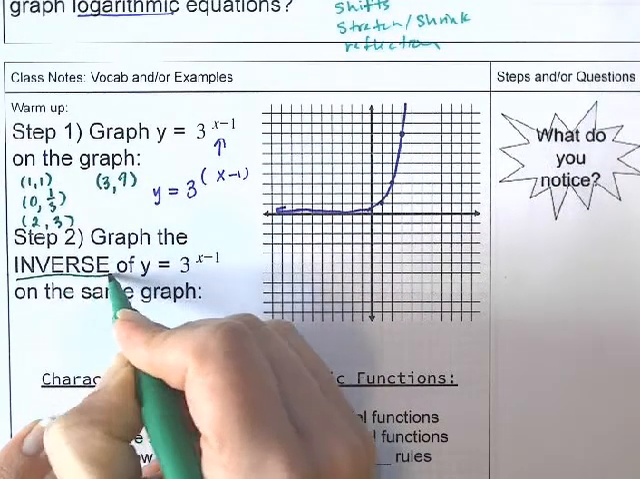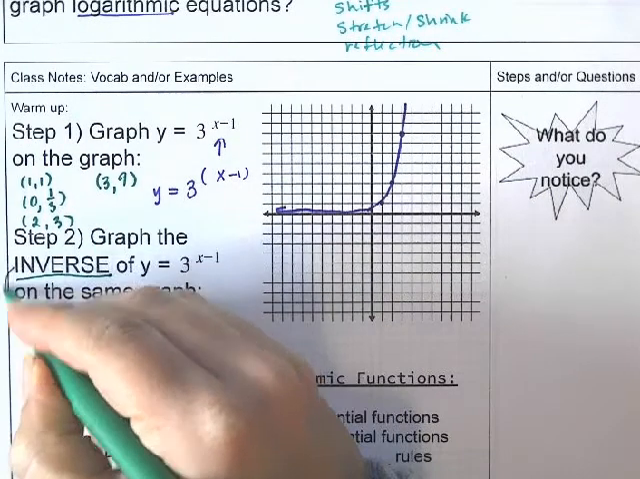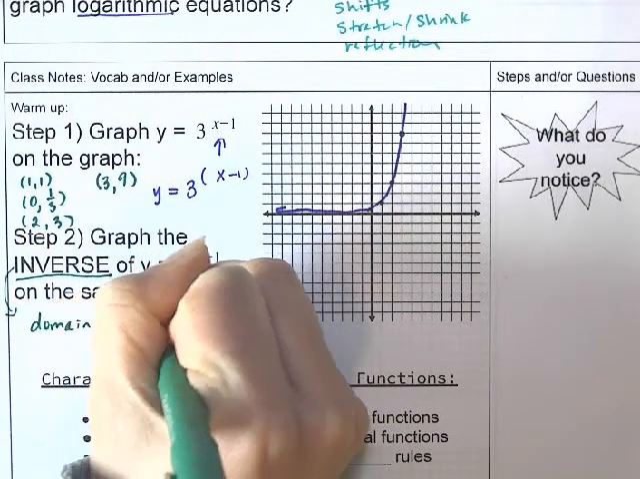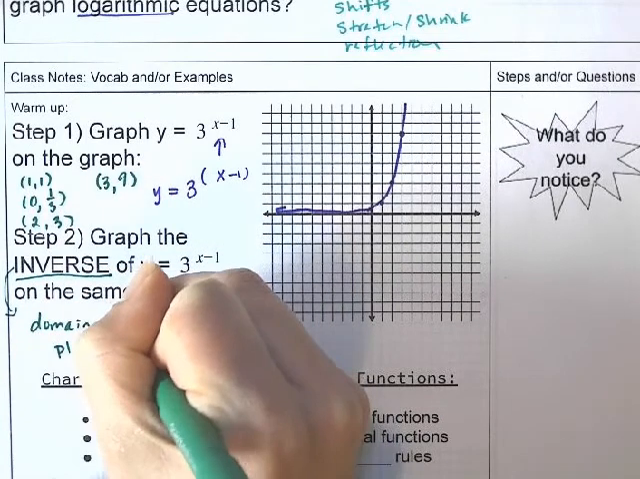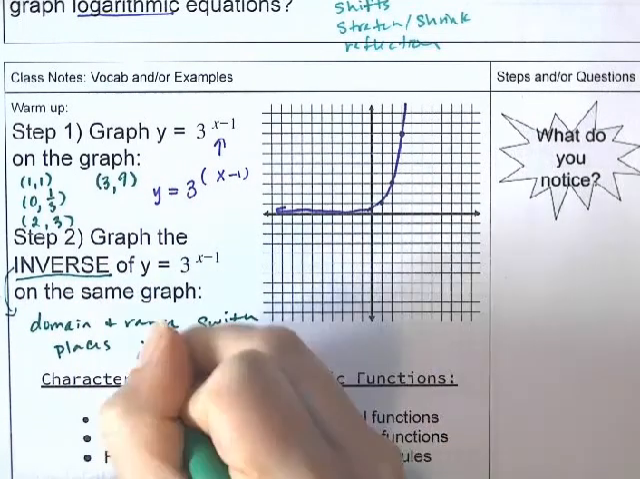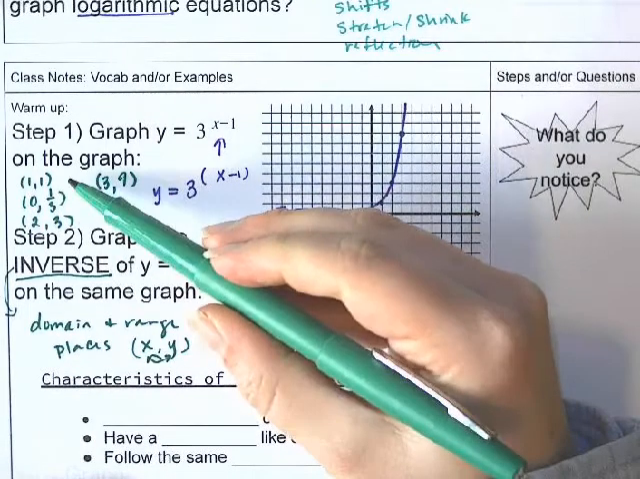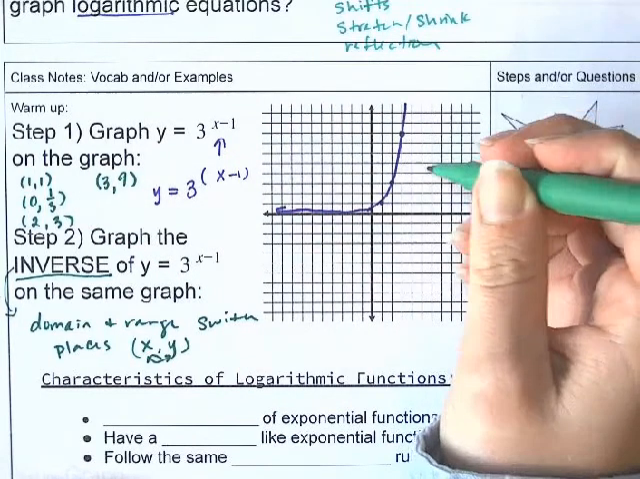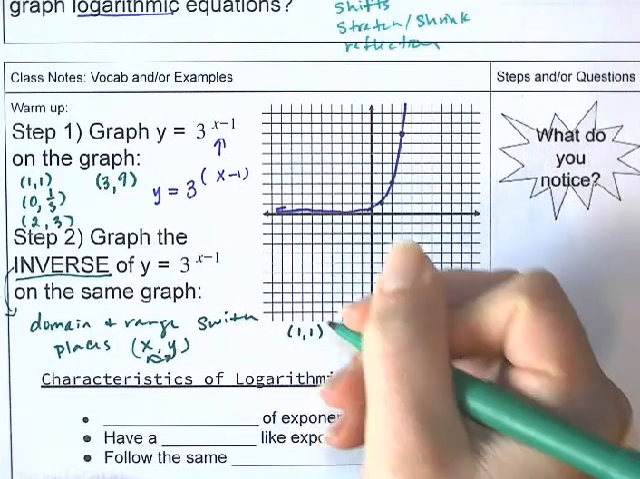to graph the inverse. So if you think back to maybe last week or the week before, when we talked about inverses, we talked about that the domain and range switch places. In other words, whatever is in the location of x is now going to become a y and vice versa. So if I have ordered pairs, I can go ahead and just switch those around and then use those as points to graph. So for example, the point 1, 1, if I switch the 1 and the 1 around, would still be at 1, 1.